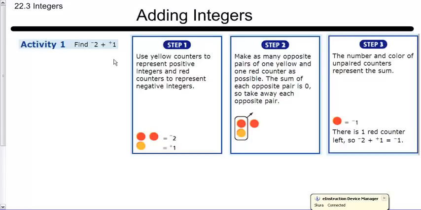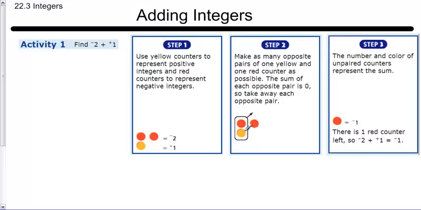Now, normally you don't write the positive signs here. You don't have to write the positive signs, but the book will, just to make things crystal clear so you're not confused. So we will let the red dots be negative and the yellow dots be positive. So here I have 2 red dots, which is negative 2, and 1 yellow dot, which is positive 1.